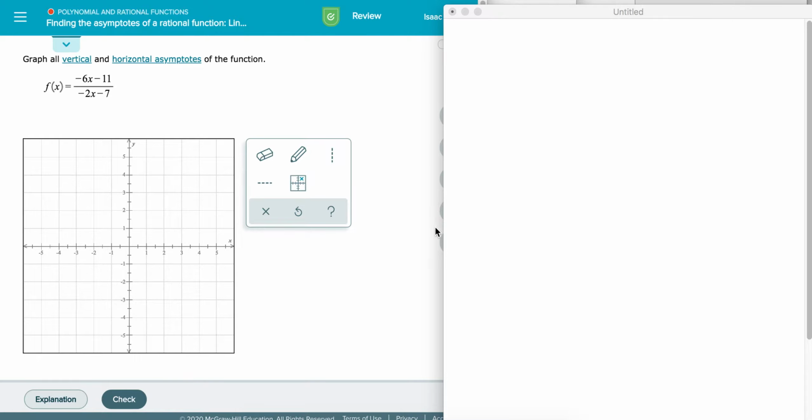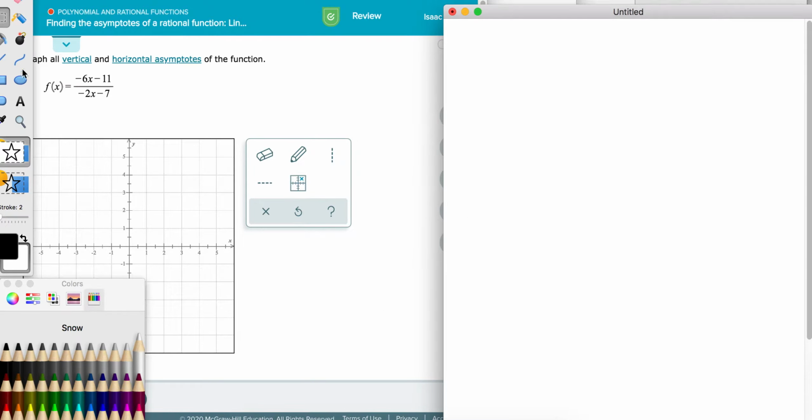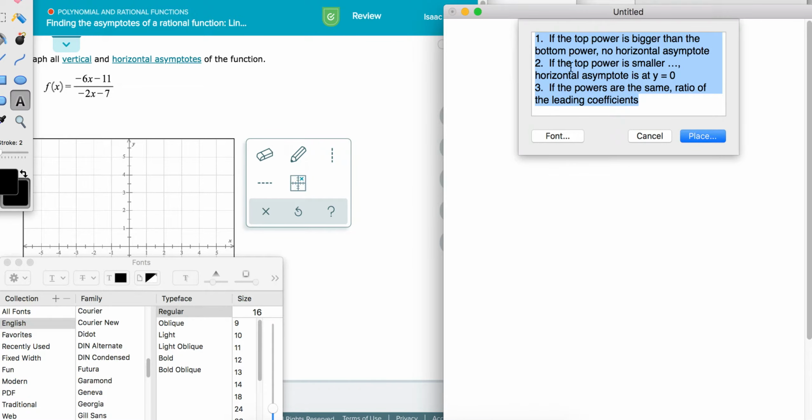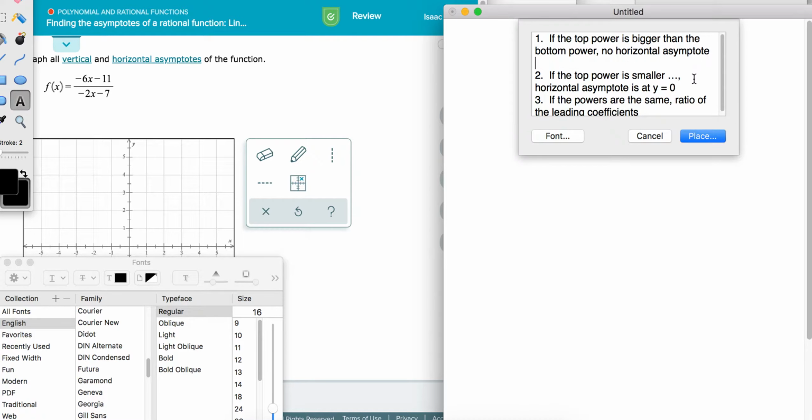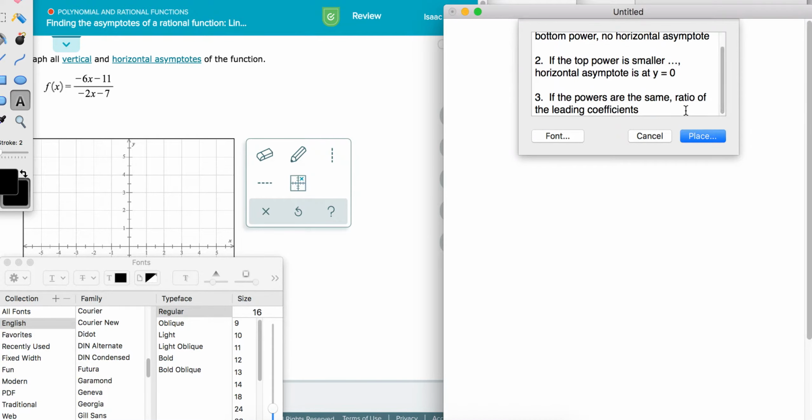Okay, so vertical and horizontal asymptotes. Real quick introduction in case you haven't seen it before. Oh, I've already got it. Sweet. These are the rules. I'll explain them. These are the rules for horizontal asymptotes.